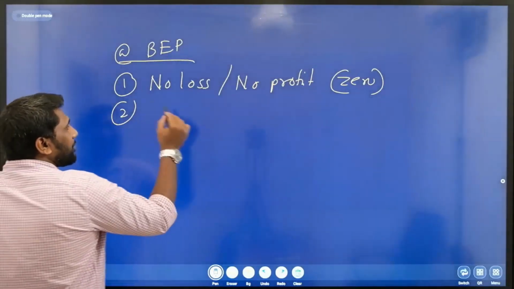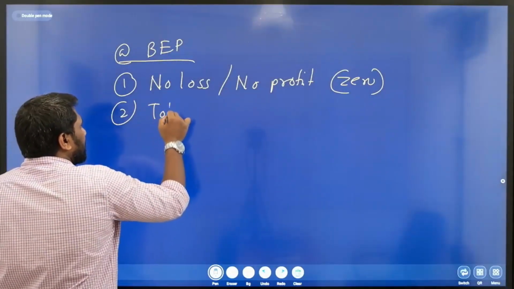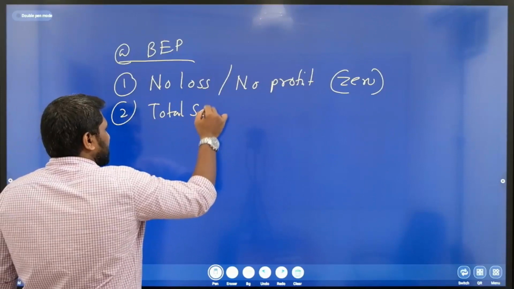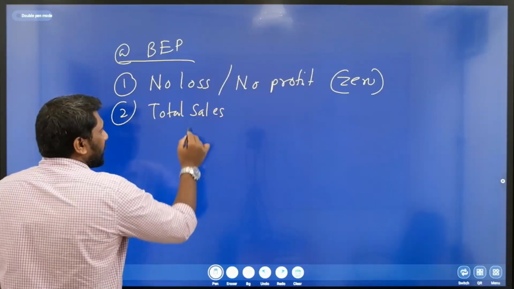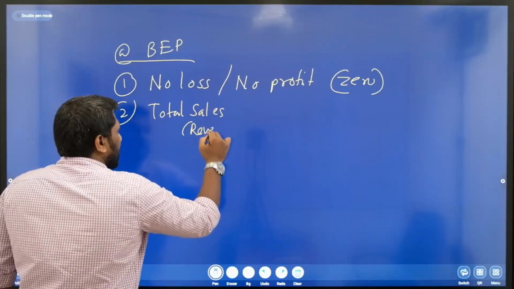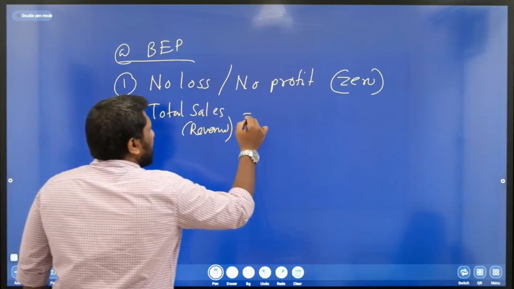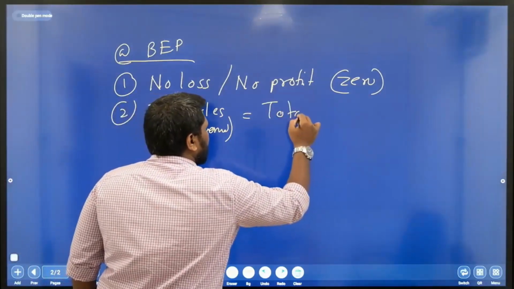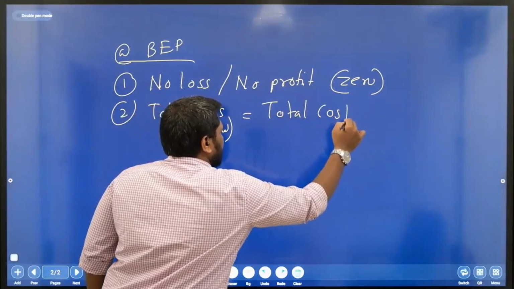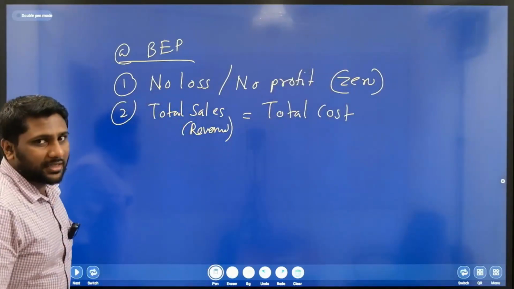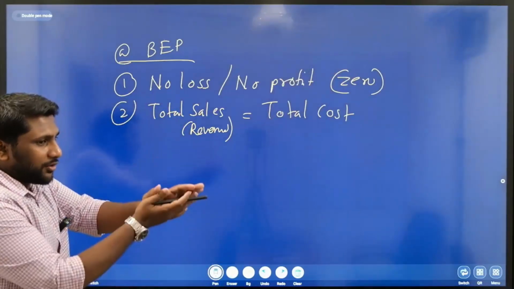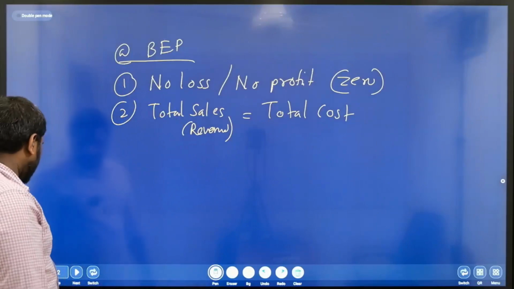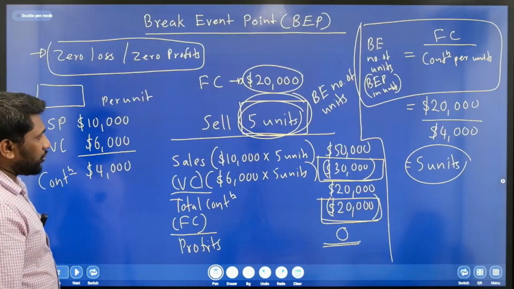At break-even point, total sales, or total revenue, is equal to the total cost. In this example, variable cost 30,000, fixed cost 20,000, in total 50,000, sales also 50,000. And what is the next point that you should know?